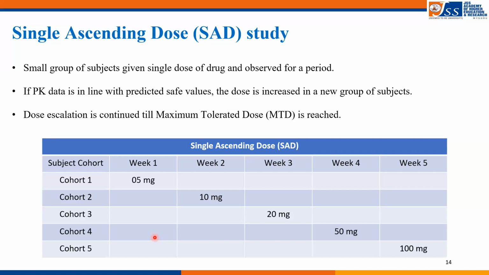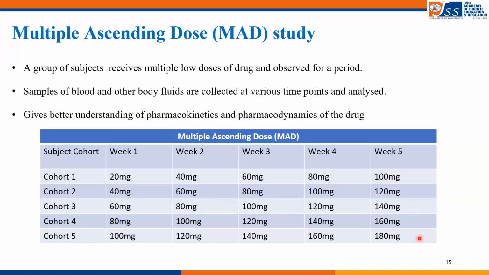If you can see the chart here, in the first cohort, we'll be giving 5 mg. If it is tolerable or if the levels are found to be good, then in the second week, we give Cohort 2, 10 mg. Similarly, I start increasing the dose to 20 mg, 50 mg, or even 100 mg to see whether the dose administered is tolerable with good, safe pharmacokinetic data.